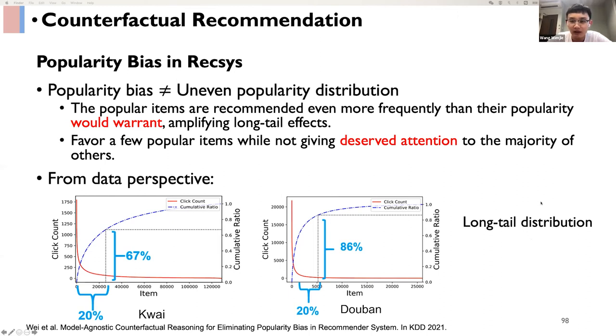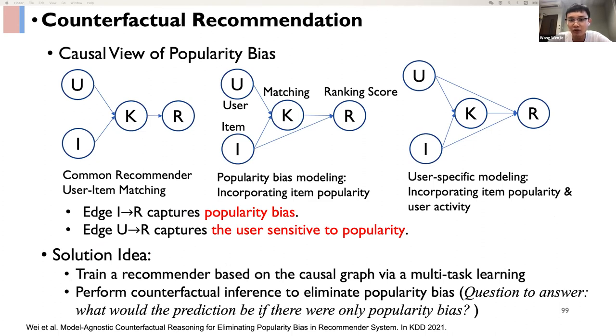We have known that in the popularity bias problem, a small number of items occupy a larger proportion of interactions, right? So the items will have a long tail distribution. The popular items are recommended more frequently than their popularity would warrant, amplifying the long tail effect. So the previous PDA framework assumes that there is a backdoor path from the item to the model prediction. But in this work, they assume that the popularity bias is amplified because of some item features. The authors argue that item popularity is actually a feature of the items, so different items will have various popularity.